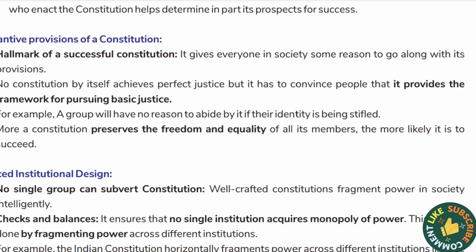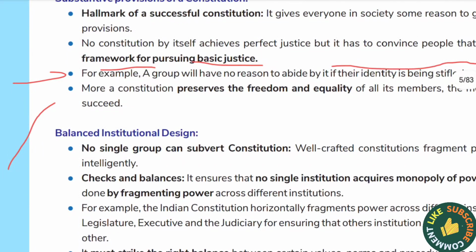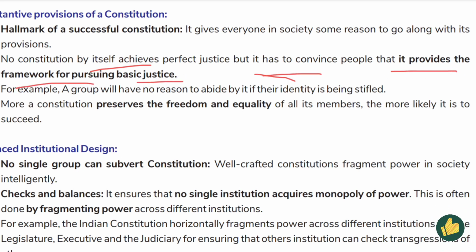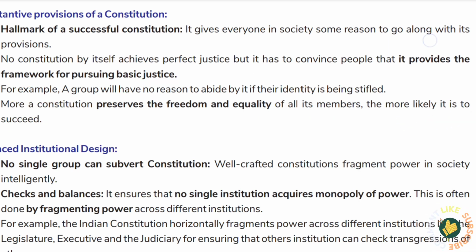Substantive provisions of a constitution. The hallmark of a successful constitution is that it gives everyone in society some reasons to go along with its provisions. No constitution by itself achieves perfect justice, but it has to convince people that it provides the framework for pursuing basic justice. For example, a group will have no reason to abide by it if its identity is being stifled. The more a constitution preserves the freedom and equality of all its members, the more likely it is to succeed.